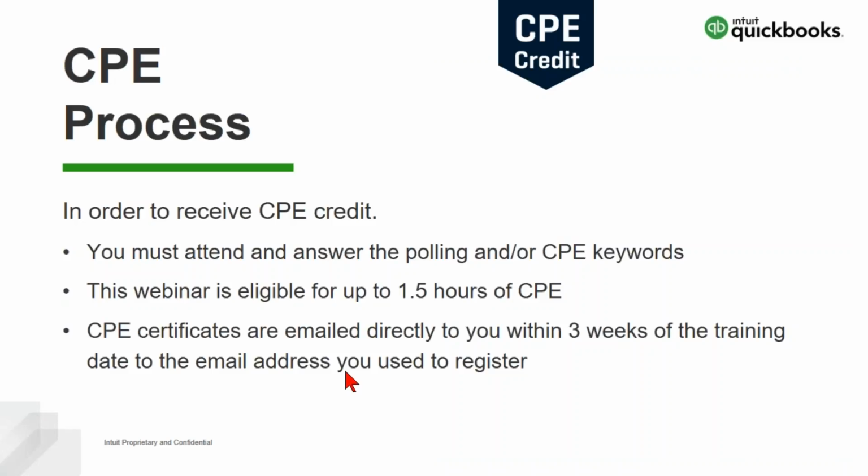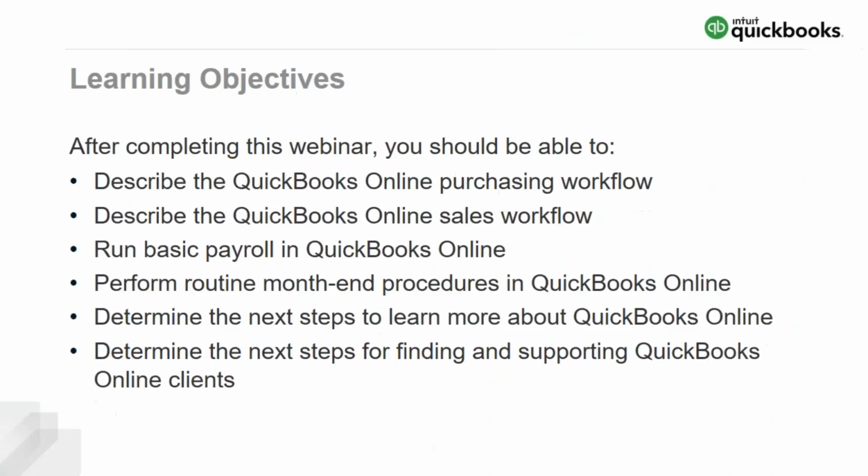Okay, so our CPE process for today is you must attend the webinar for the full time and answer the polling questions. I'm going to have 4 polling questions throughout the webinar today at various times, and you need to answer those polling questions to be eligible for up to an hour and a half of CPE. And then your CPE certificate will be emailed to you within 3 weeks after today to the same email address that you used to register. Make sure you check your spam folder if you don't see it. But mark something on your calendar to double check for 3 weeks from today.